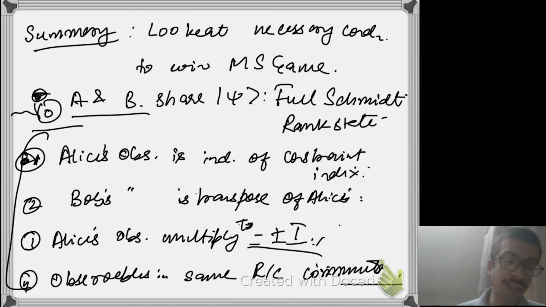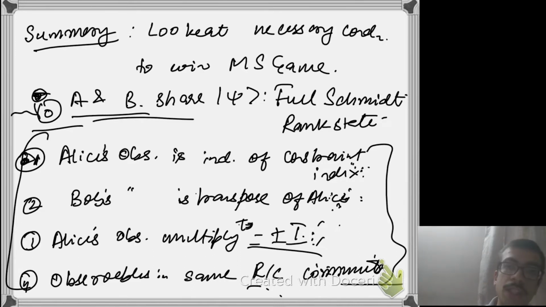Firstly, Alice's observable was supposed to be independent of the constraint index. Bob's observable is the transpose of Alice's observable, and Alice's observables in the same constraint multiply to either plus identity or minus identity depending on the constraint. And finally, observables in the same row and column must commute with each other. So any optimal strategy which wins the Magic Square game with probability 1 must satisfy these 4 conditions. This is of course assuming condition 0, which says that the shared entangled state is full Schmidt rank.